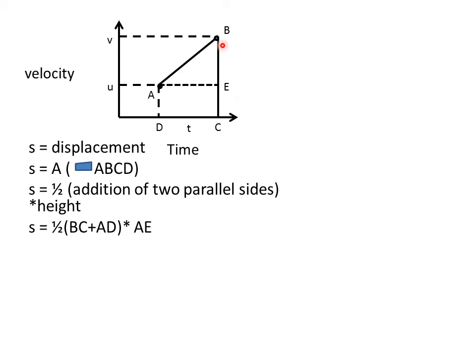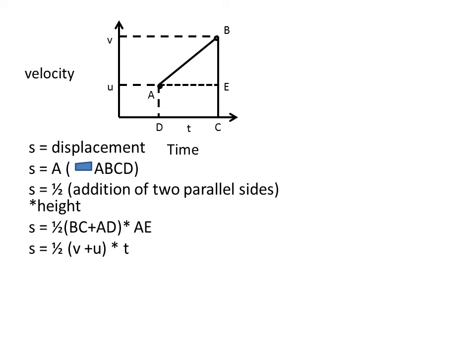BC. Look at the segment BC. BC represents V. So for BC we can write V. Then AD. AD corresponds to U, isn't it? AD is nothing but U. Then AE. AE is equivalent to DC, which is equivalent to T, isn't it? So let us substitute these values.